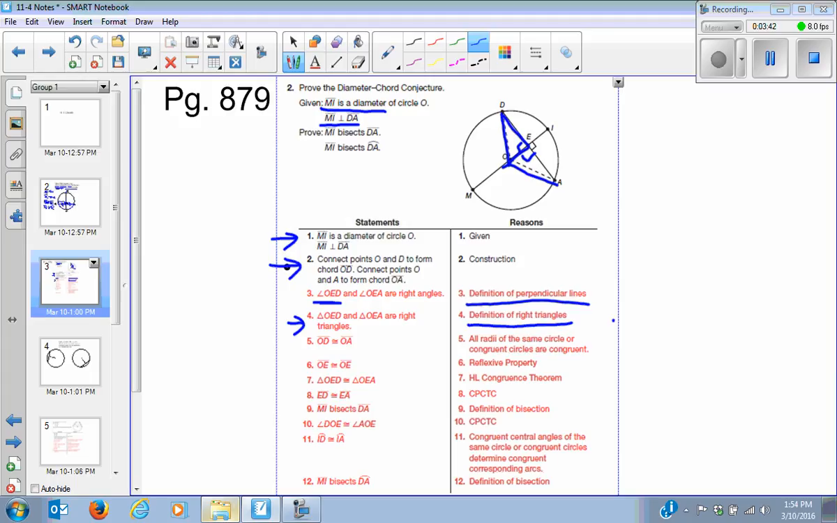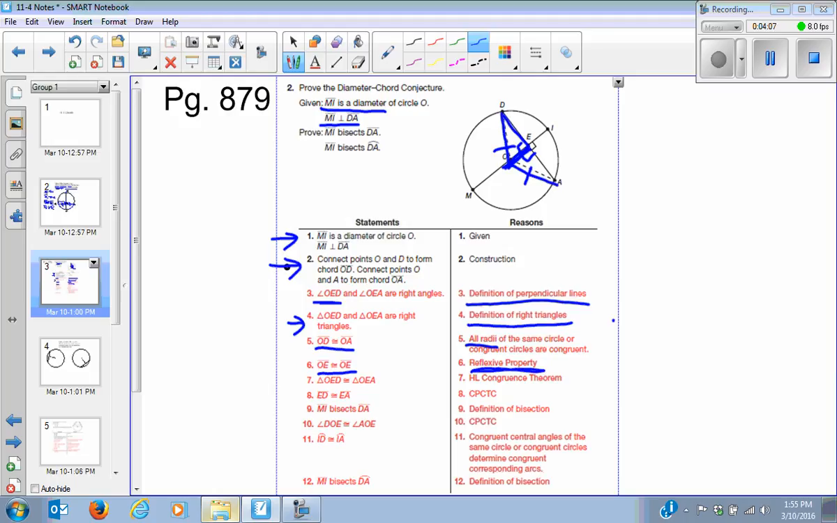We know that segment OD is congruent to OA. And why do we know that to be true? Because all radii on the same circle are congruent. We know that OE is congruent to OE. So this line right here that they're sharing is congruent to itself, and that is the reflexive property.